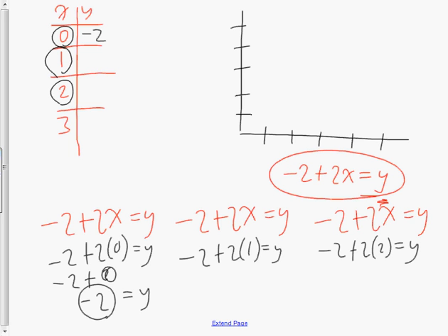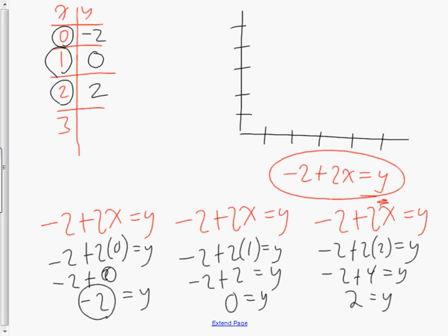When x equals 1 over here, I can simplify it. Negative 2 plus 2 is 0, and therefore 0 equals y. And in the third one, I have negative 2 plus 4 equals y, or 2 equals y, and therefore that's my corresponding value. Now if I did the next one, I could see by the pattern here, it has to be 4. So I can just put that in because I know it's going up by 2 each time.